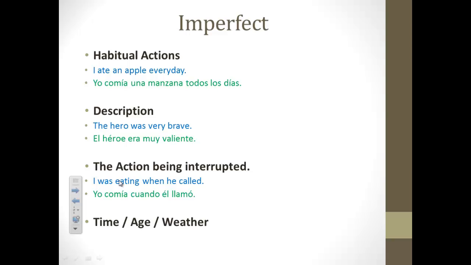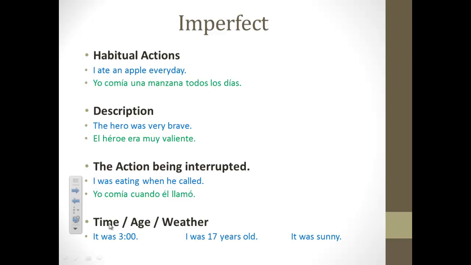Lastly, you're always going to use the imperfect when you talk about time, age, or weather in the past. Here are some examples for you. It was 3 o'clock, I was 17 years old, and it was sunny.